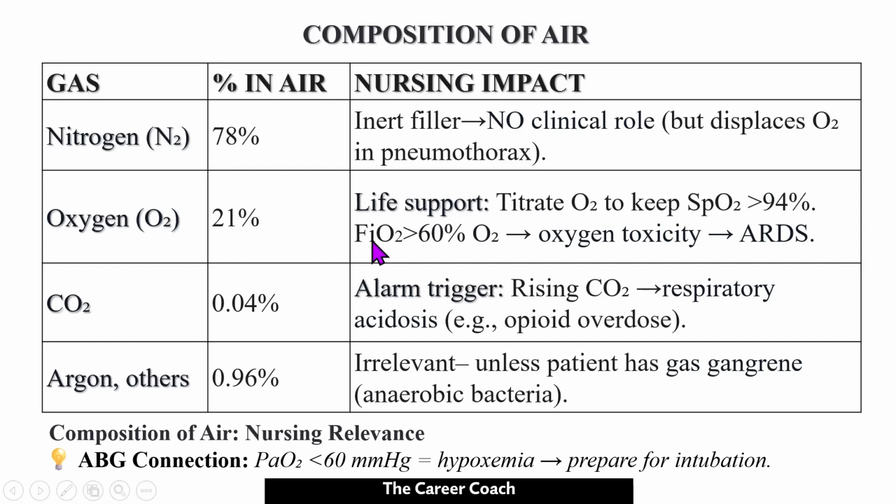We also have fraction of inspired oxygen. Fraction of inspired oxygen greater than 60% can lead to oxygen toxicity and acute respiratory distress syndrome. SpO2 has to do with how well oxygen is dissolved into the tissues. Fraction of inspired oxygen tells us how much oxygen you are giving to a patient. Above 60% must be given for only 24 to 48 hours. If it exceeds 24 to 48 hours, it could lead to oxygen toxicity, leading to acute respiratory distress syndrome.